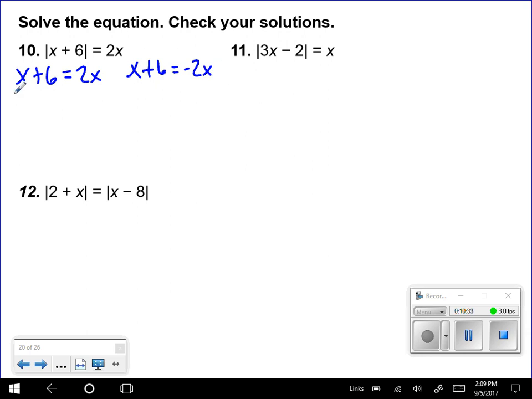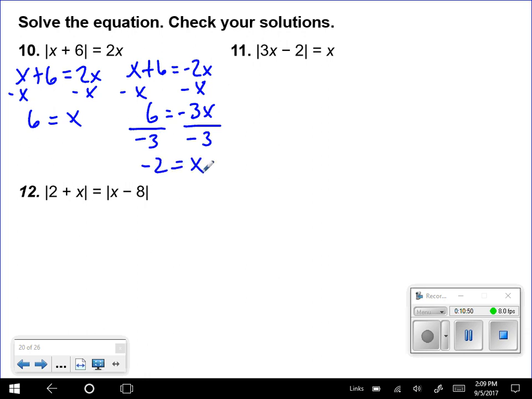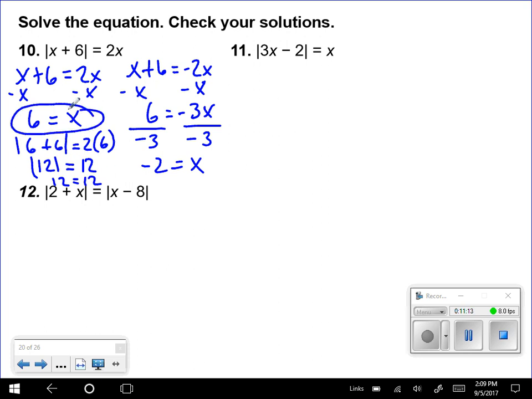So now I'm going to get my variables to one side and subtract x, so I have 6 equals x. And then I'm going to subtract x here, so I have 6 equals negative 3x, so I'll have to divide by negative 3, and I'll get negative 2 equals x. So if I go back to check these, I should get true statements. If I don't, I know one of these is extraneous. So if I plug this in, the absolute value of 6 plus 6 equals 2 times 6. I would get 12, and 12 equals 12. So I know x equals 6 is a correct solution.